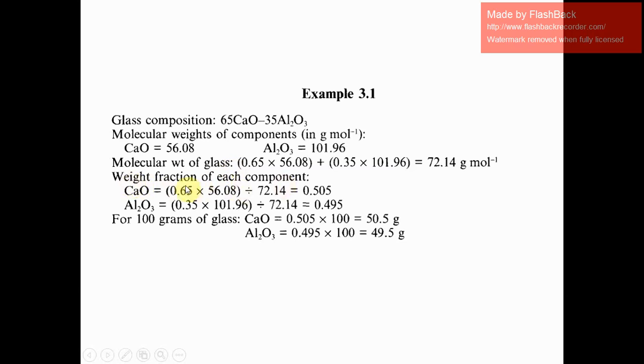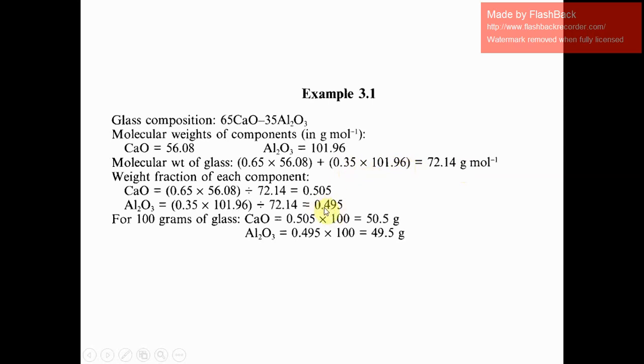Earlier we calculated the molecular weight of each component, then the molecular weight of the total glass, and now the weight fraction of each component. That will come by, say for example CaO, 0.65 into 56.08. This is the total molecular weight of this CaO in the glass, that you divide by the total molecular weight of glass, 72.14. So this is 0.505, the amount of calcium oxide. And similarly for Al2O3, you divide by 72.14, the 0.35 into 101.96.